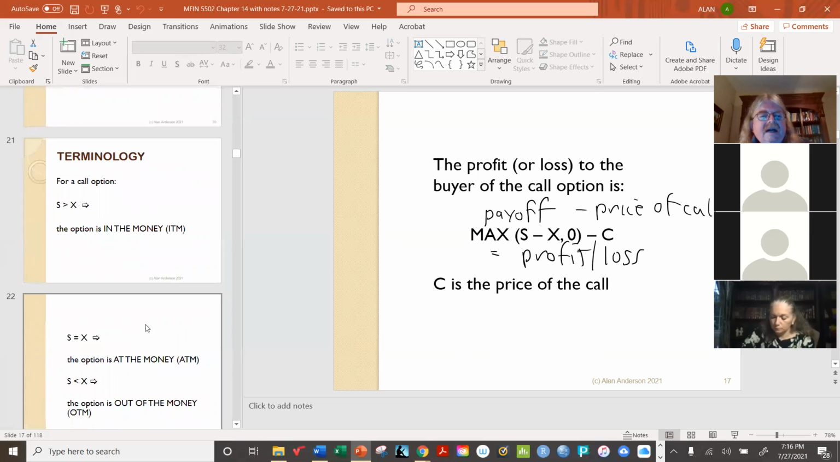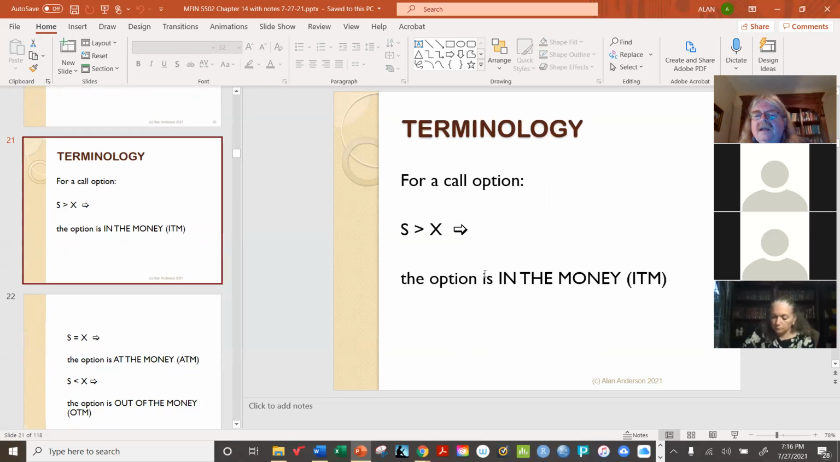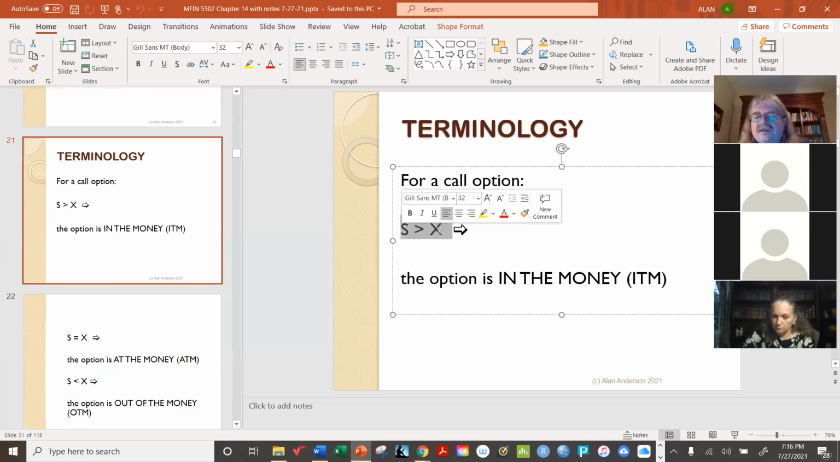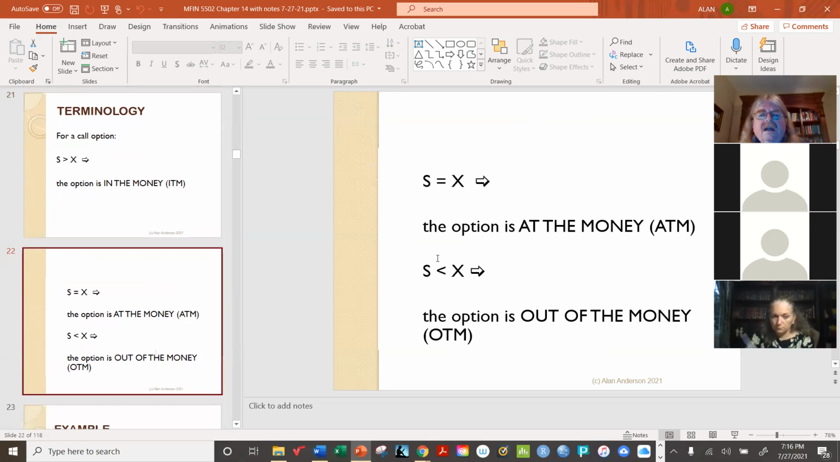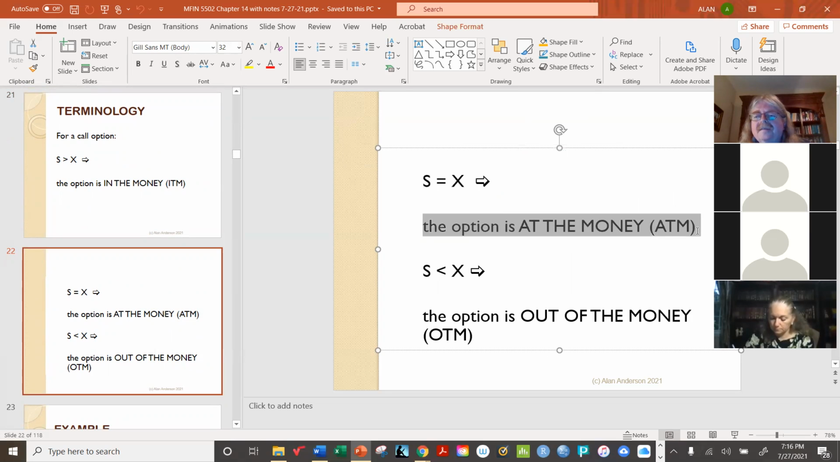All right, now, oh, here we go. In the money, remember, if the stock price is above the strike, we said the option is in the money because it would provide us with a positive payoff if we exercised it today. If these are exactly equal to each other, we say that the option is at the money. And if S is below X, the option is out of the money. So these are terms used on Wall Street.